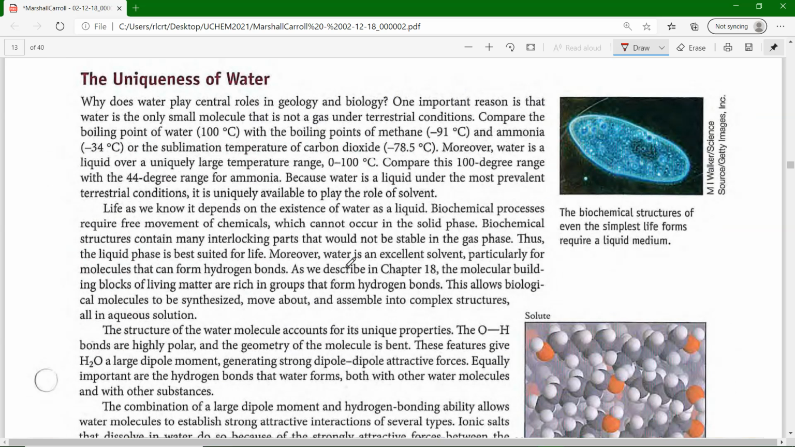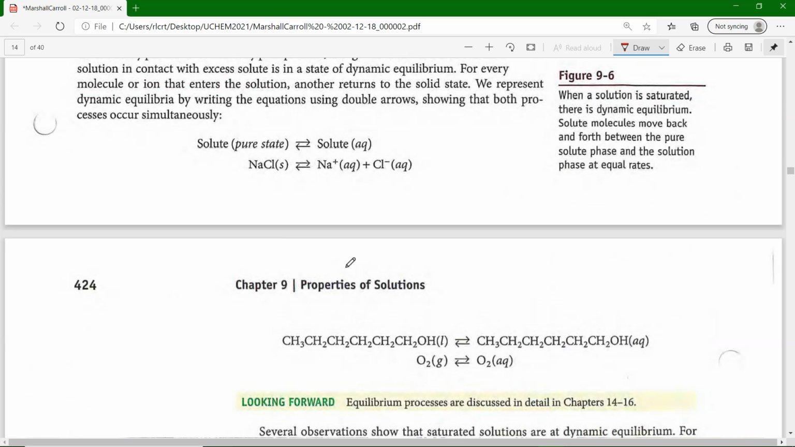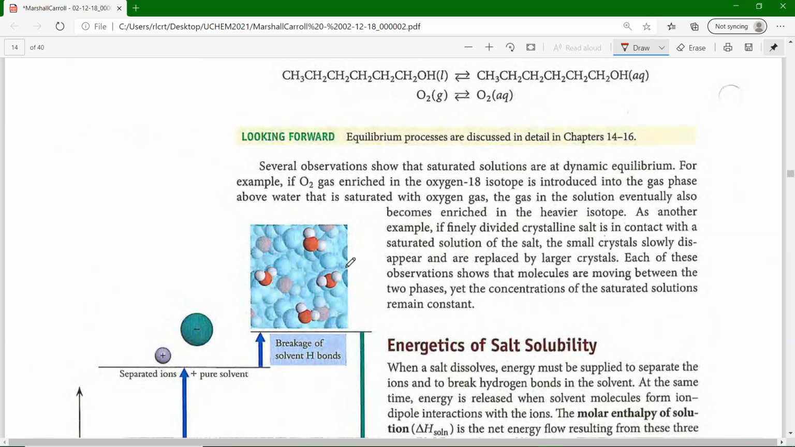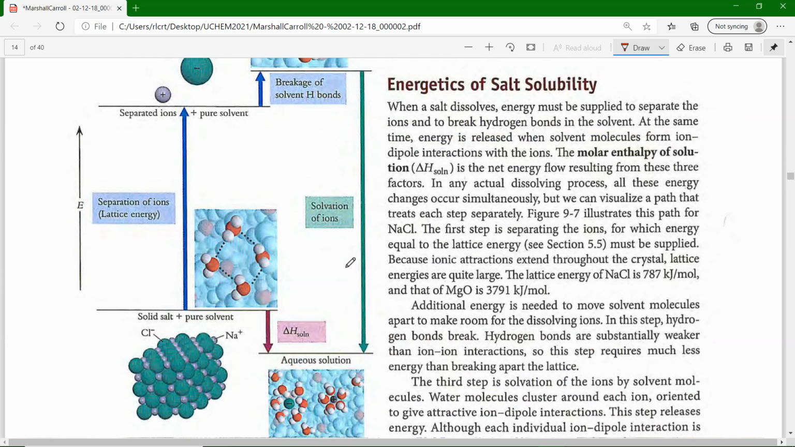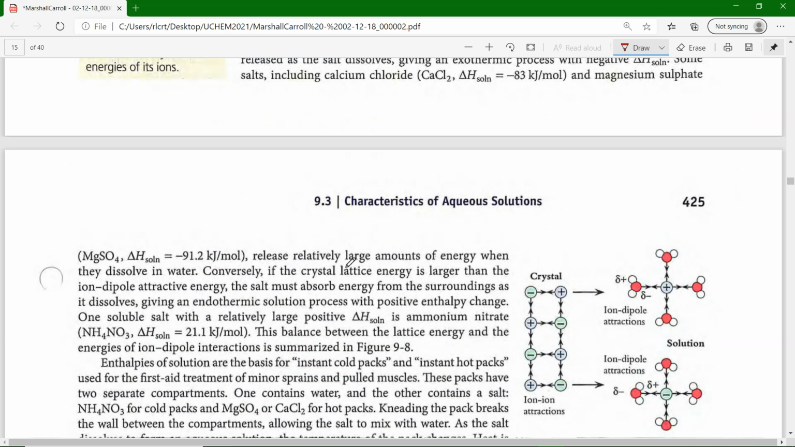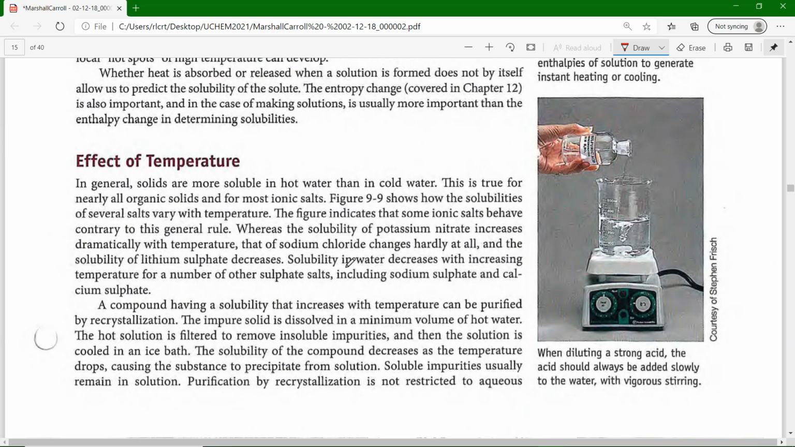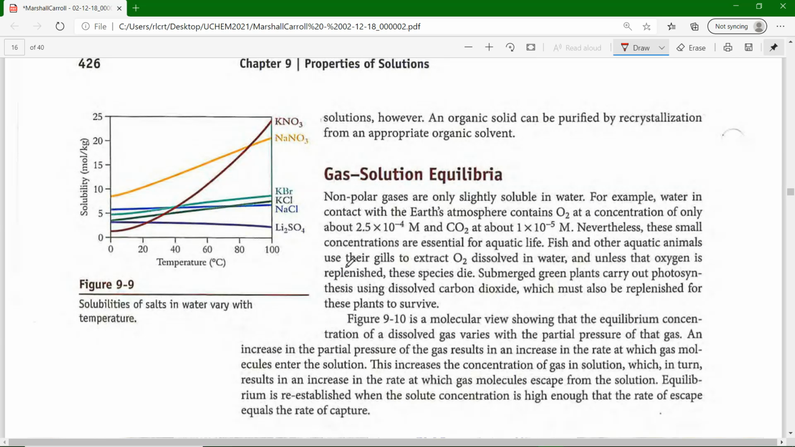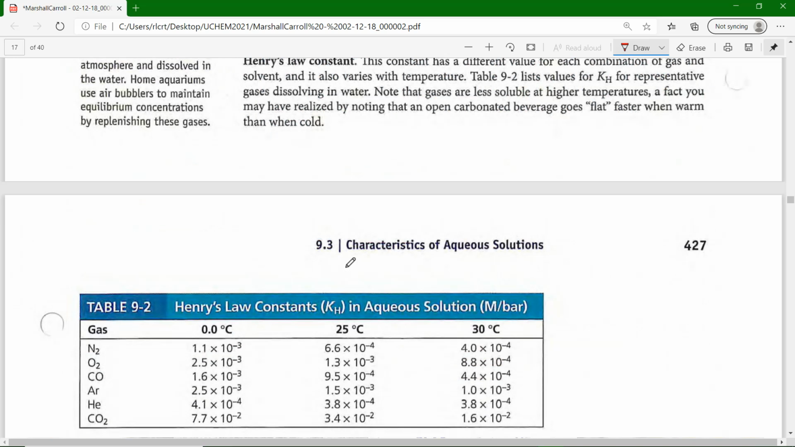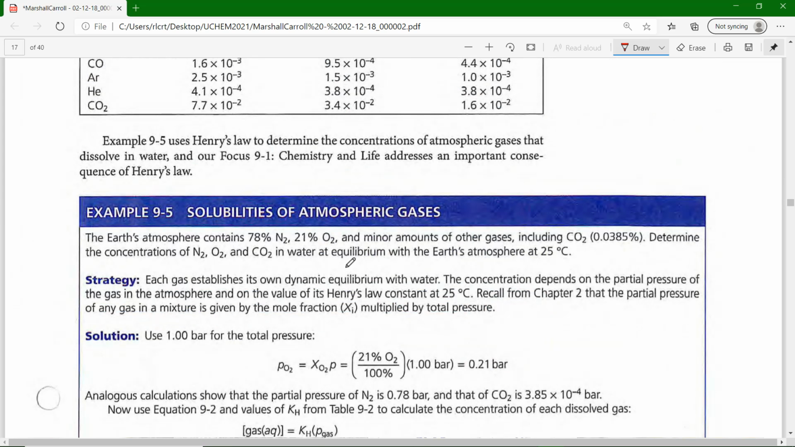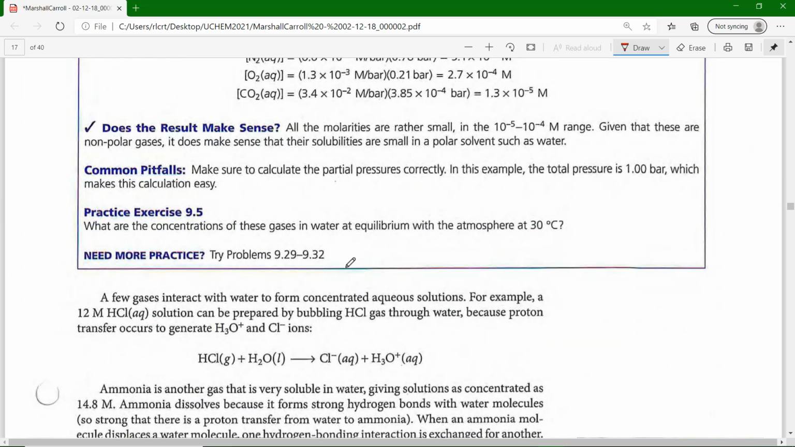Characteristics of aqueous solutions. I don't think we discuss this one much in the chapter. Yeah, this part we usually leave out, so I'm going to leave it out for now. Same with gas solution equilibria, which is something called Henry's law. That's usually left out. If I have to go back to it, I will. But usually that's not done in the course.